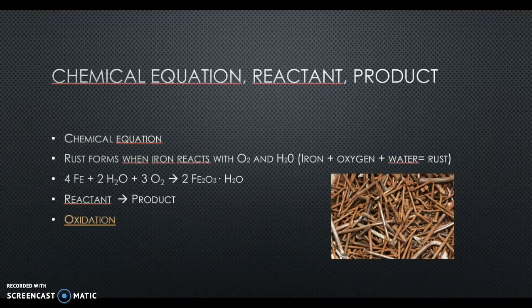Then we have the chemical equation, the reactant, and the product. Rust forms when iron reacts with O2 and H2O. That's the same as iron plus oxygen plus water gives rust. In the reactant, it's 4Fe plus 2H2O plus 3O2, which is 4 iron, 2 H2O, and 3 oxygens.